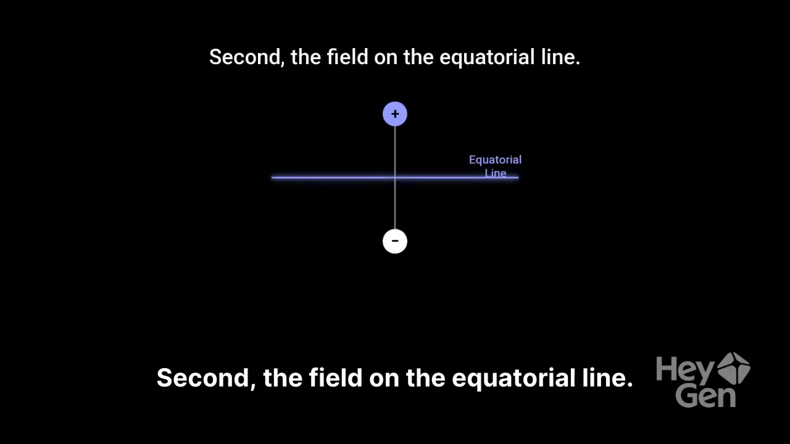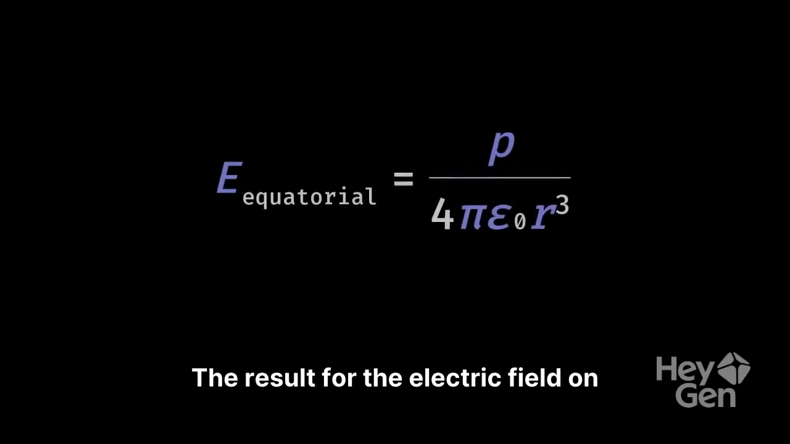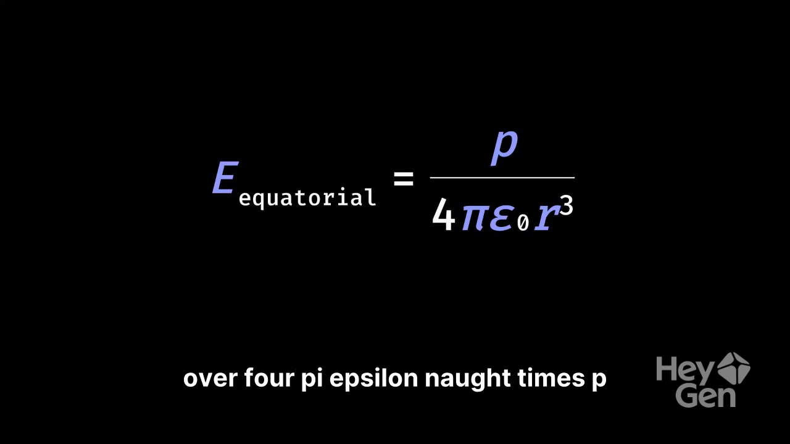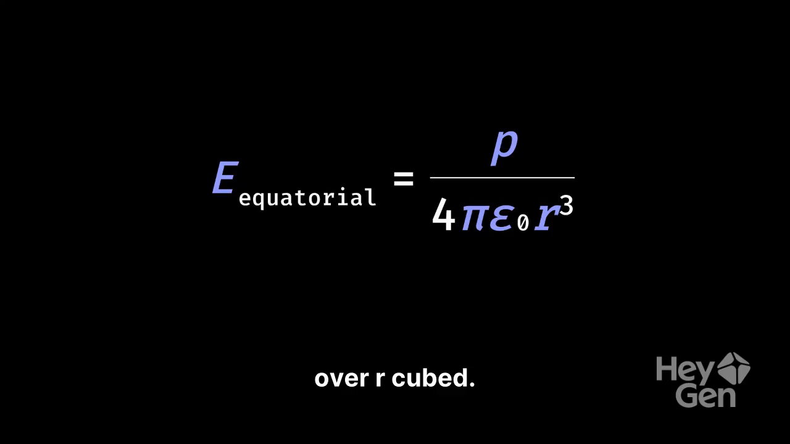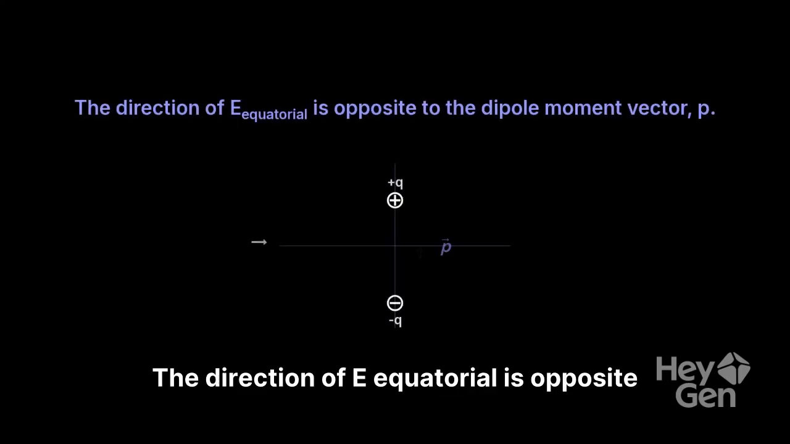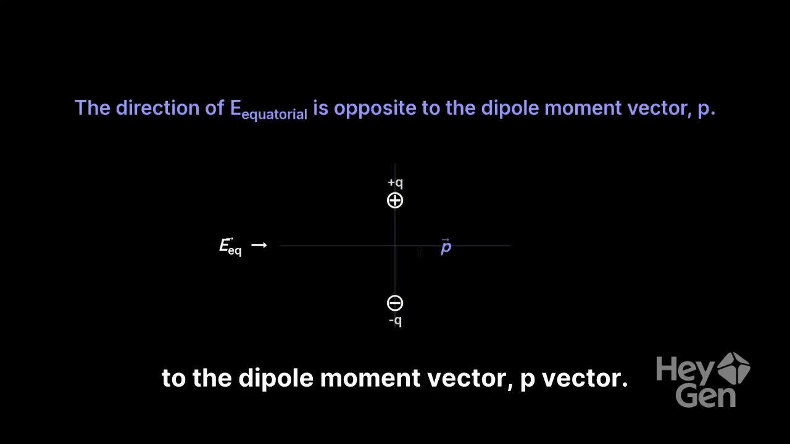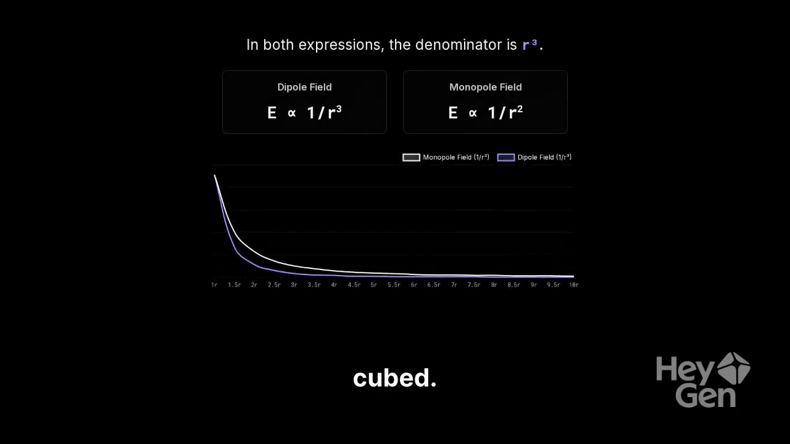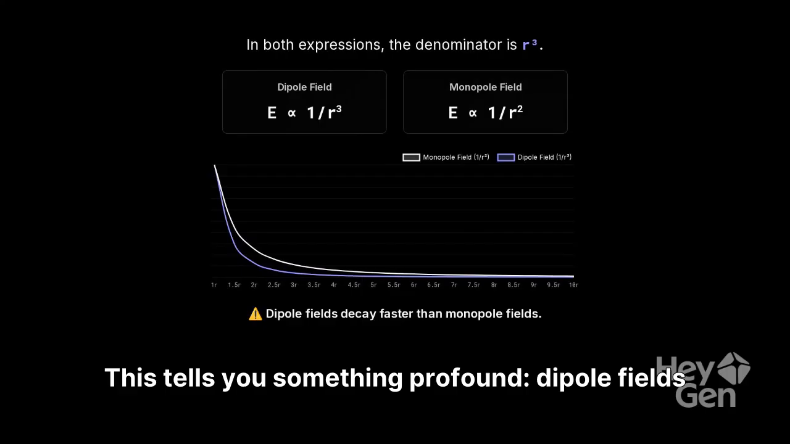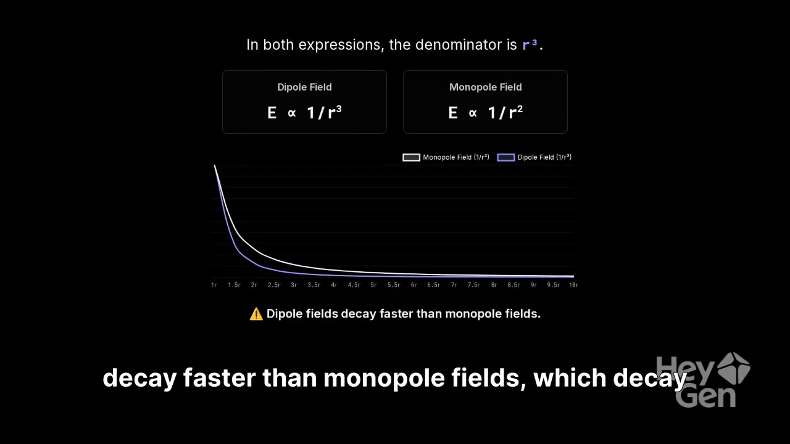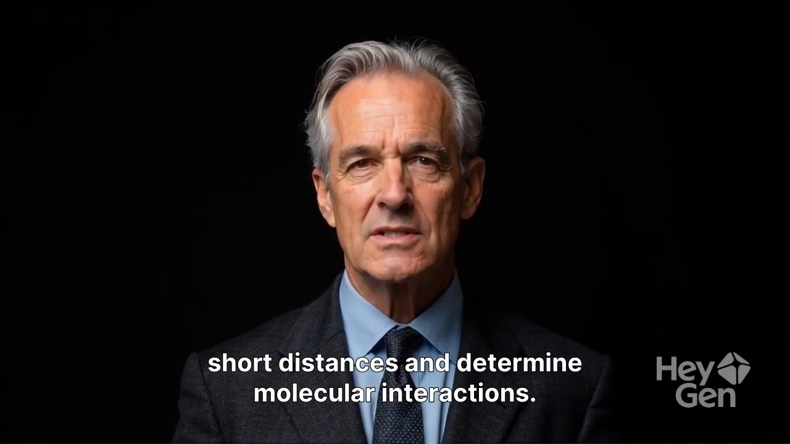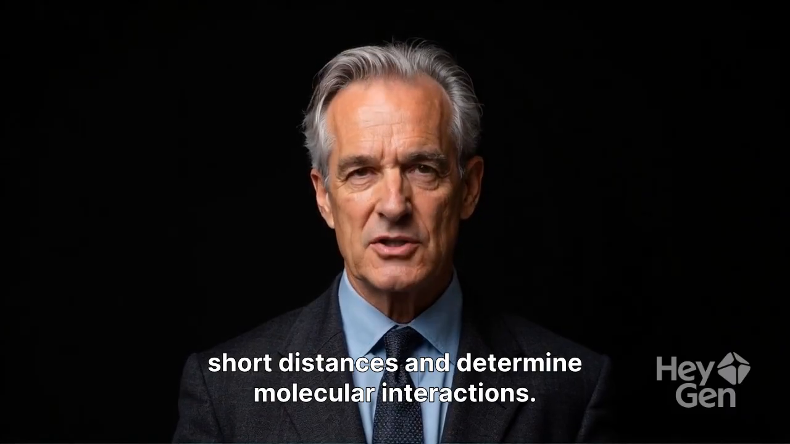Second, the field on the equatorial line. The result for the electric field on the equatorial line, E equatorial, is 1 over 4 pi epsilon naught times p over a cubed. The direction of E equatorial is opposite to the dipole moment vector, p vector. In both expressions, the denominator is r cubed. This tells you something profound. Dipole fields decay faster than monopole fields, which decay as 1 over r squared. This is why dipoles dominate only at short distances and determine molecular interactions.